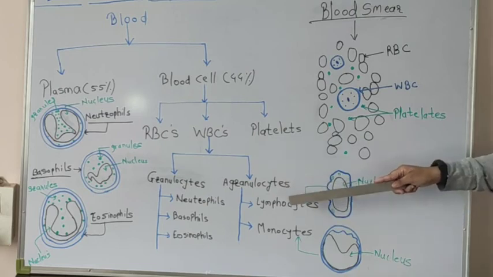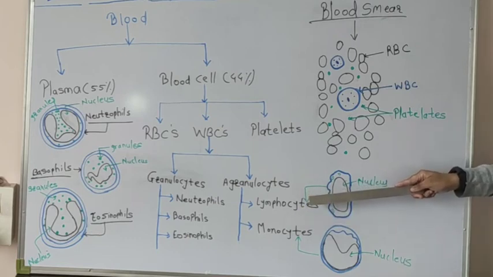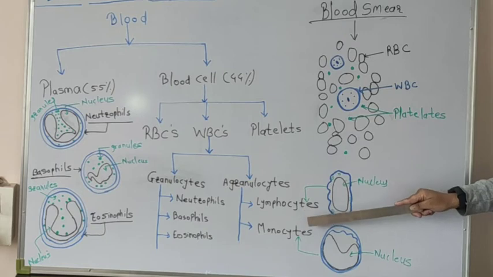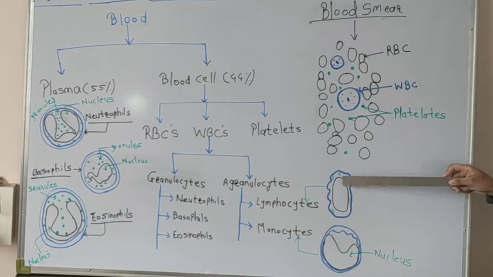So these agranulocytes get divided into two types. First is the lymphocytes and second is the monocytes. So first is the lymphocytes. Actually it is a very small cell and it has a spherical nucleus, you can see.